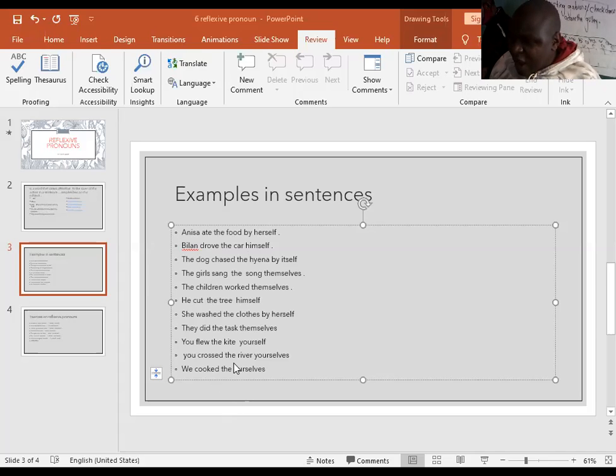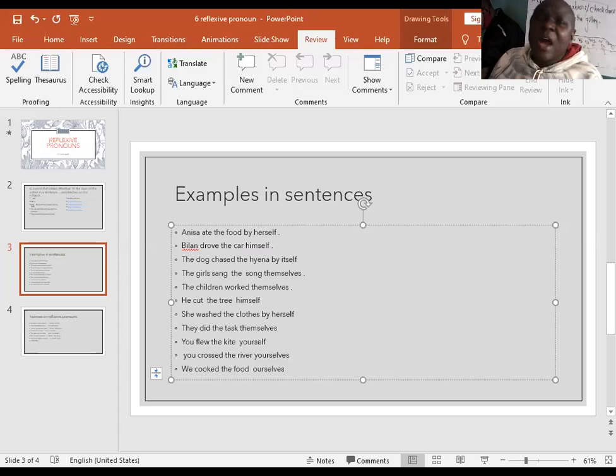the food ourselves. We cooked the food ourselves. Probably you have visitors at home. The visitors who are at home are not 3. They are not 4. They are not 5. They are quite a number. So the visitors whom you are cooking the food for are not 3, they are not 4, they are quite a number. So you say, we cooked the food ourselves.